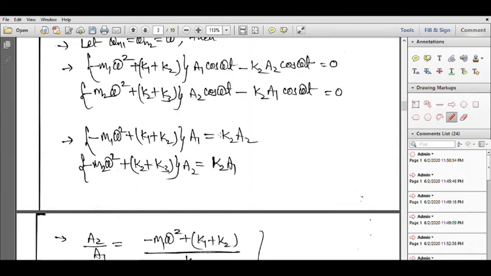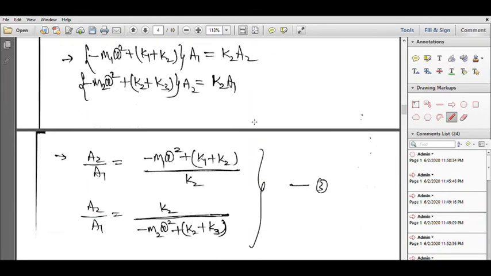Now my equations of motion have been modified to minus m1 omega square plus k1 plus k2 whole multiplied by a1 equals k2 a2. This k2 a2 was remaining here as minus k2 a2; I'll take it to the right-hand side of the equation, and it will become plus k2 a2. Similarly, it will be minus m2 omega square plus k2 plus k3 into a2 equals k2 into a1, right?